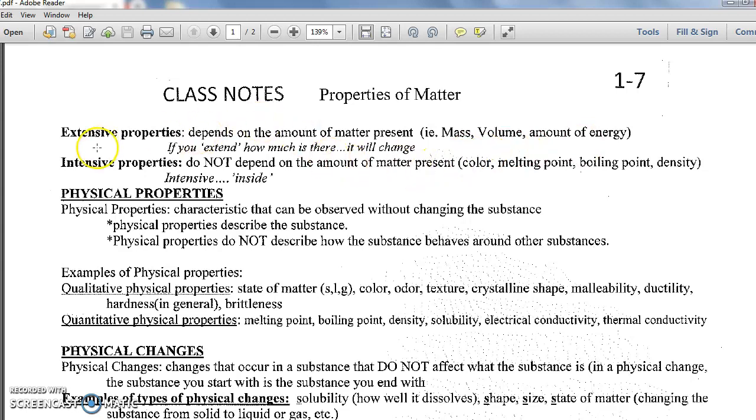Intensive properties, that's a category of properties that does not depend on how much is there. It's a property inside the object, intensive, inside. For instance, the color of something really doesn't matter how much is there. If you are wearing a navy blue Firebird shirt and you tear the sleeve off, you changed how much is there, but the color didn't change.